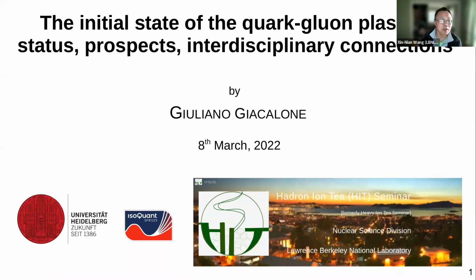Giuliano got his bachelor degree from the University of Rome, but after that he went to Paris and got his PhD from Saclay in 2020. Since the end of 2020, he has been a postdoc fellow at the University of Heidelberg, and recently he has done a lot of work on initial condition versus fluctuation and correlation in heavy ion interactions. Today he will give us a talk about the initial state of quark-gluon plasma, and its status and connections. Please go ahead, Giuliano.